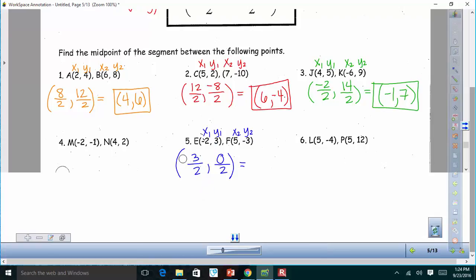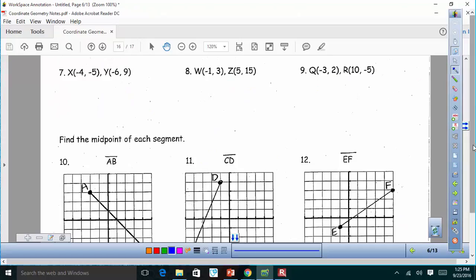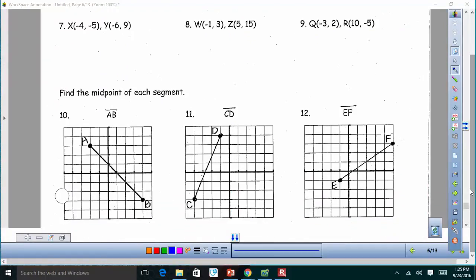Negative 2 plus 5? Yeah, it would be a positive 3. Very good. Okay, so I would just leave this as 3 over 2. What is 0 divided by 2? 0. Okay, just want to make sure. Some of our other classes said 2. Okay? Any questions about just plugging into midpoint? No? Okay. Let's look at 10 and 11 then.